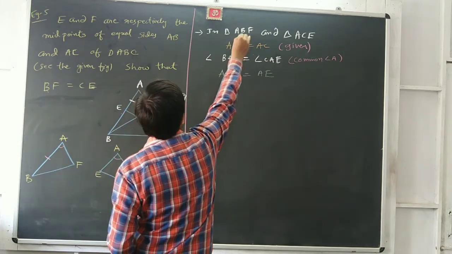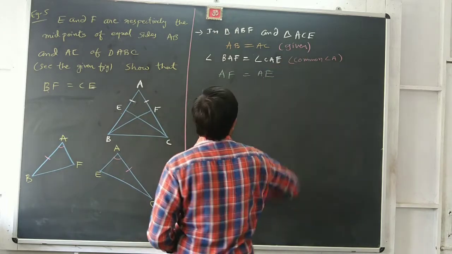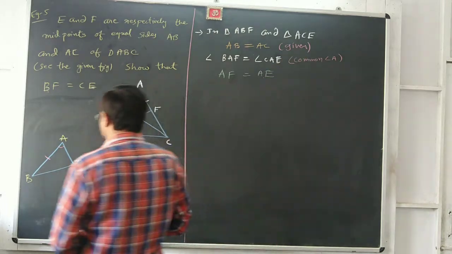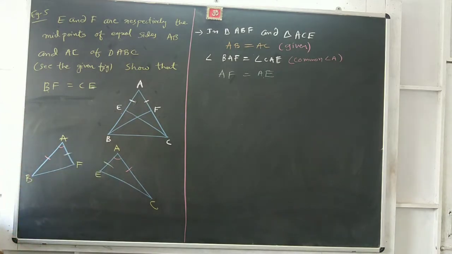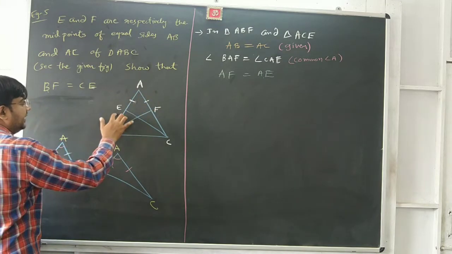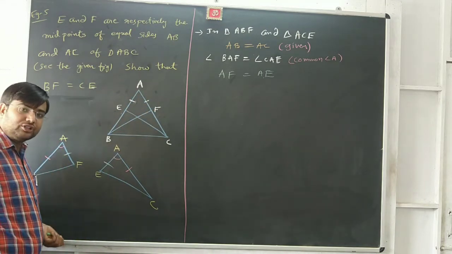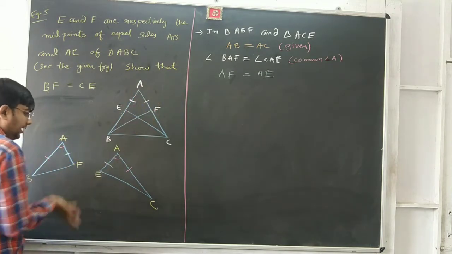Because AF is coming triangle ABF and AE coming triangle ACE. Why should these both be equal? Because first of all AB and AC are equal, and E and F are the midpoints of both sides. So AE and AF should be equal.